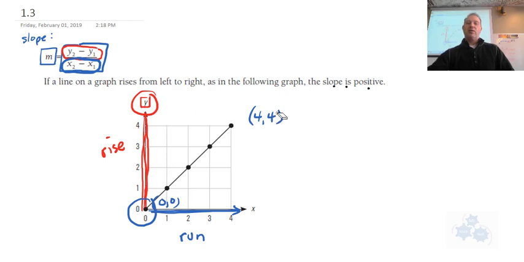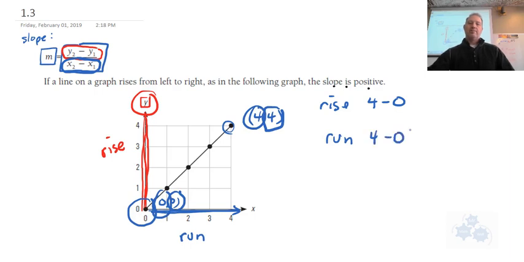Now, there's a 4 there, isn't there? The y value is 4. The run is 4 units to the right to get to this point. Now notice this. The rise is 4 minus 0. It's this number minus this number. And the run is this number minus this number. Okay, that's the run.